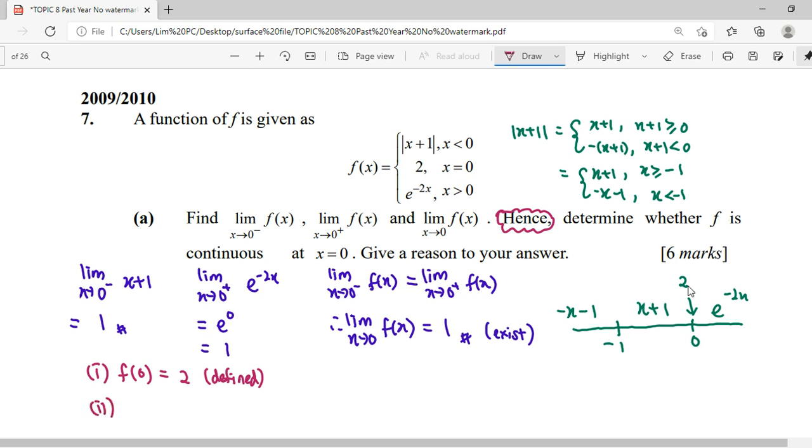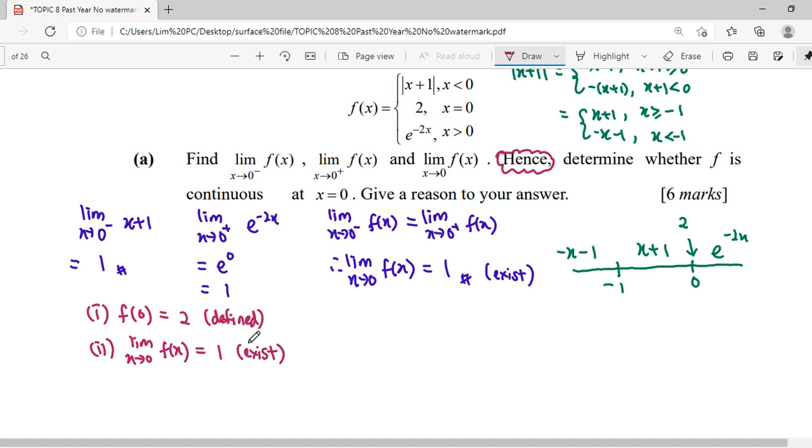Then condition number 2 is talking about the limit. The limit when x approaches 0 of the function, does it exist? We found it from the first part of the question. This limit of the function exists, which is the value of 1. Then the third condition is, is the point the same as our limit? Obviously our coordinate is not the same as our limit. Our coordinate is value 2, but the limit of this function is value 1.